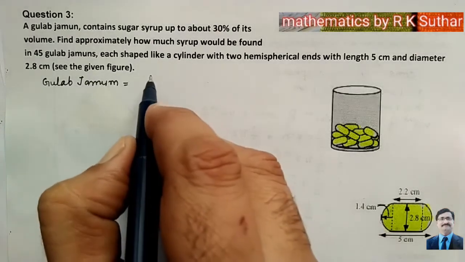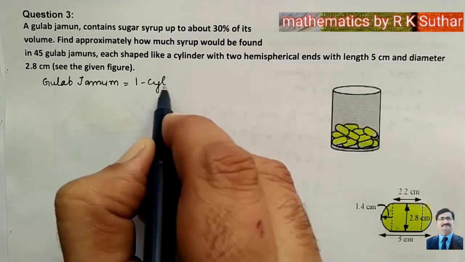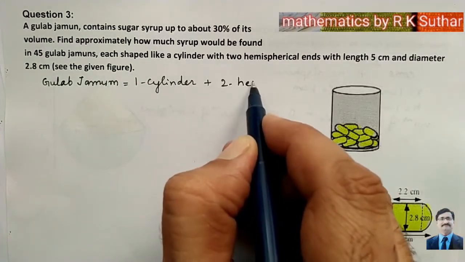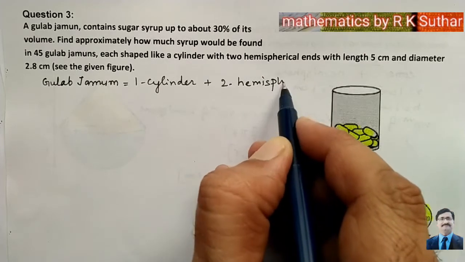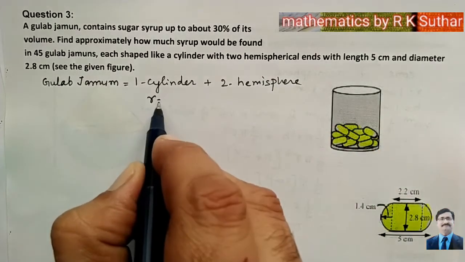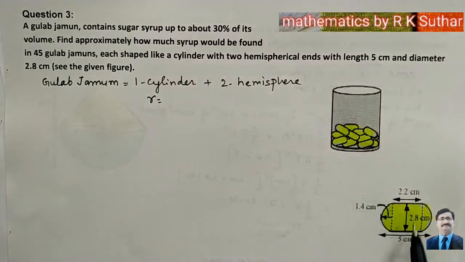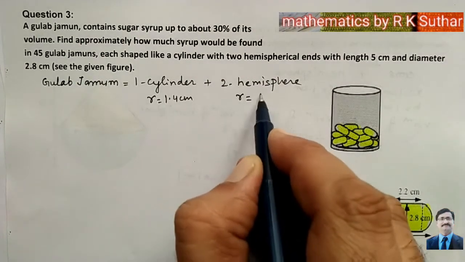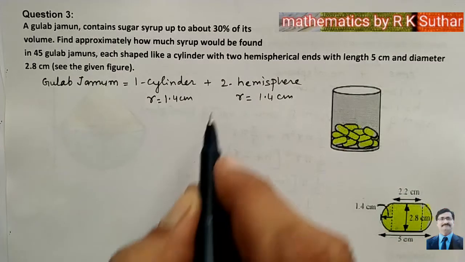We have here one cylinder and two hemispheres. First of all, we write the radius. The radius of the cylinder: the diameter is 2.8, so the radius is 1.4 centimeter. The radius of the hemisphere is also 1.4 centimeter.